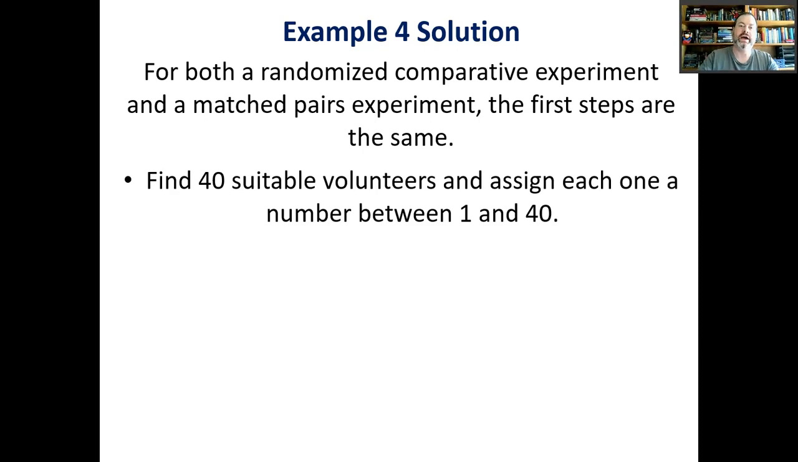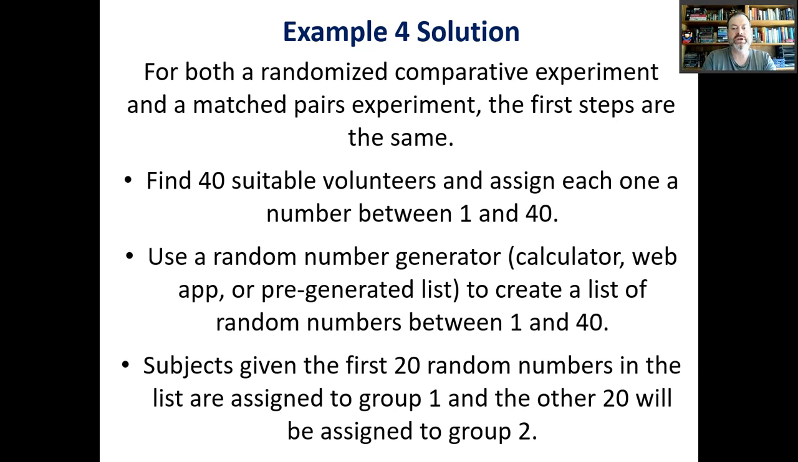So this is the way I said to do it. Find 40 suitable volunteers. They have to be volunteers. Assign each one a number between 1 and 40. Use a random number generator, calculator, web app, or pre-generated list to create a list of random numbers between 1 and 40. Subjects given the first 20 random numbers in the list are assigned to group 1, and the other 20 will be assigned to group 2.